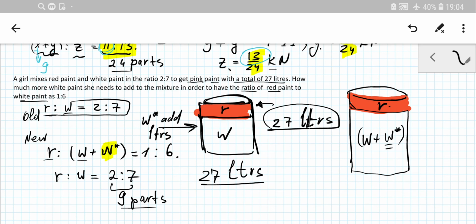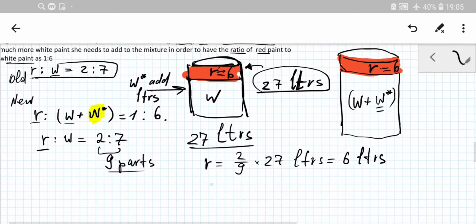So what we can do for red, there is 2 out of 9, right? So red is 2 out of 9 applying to 27. That's liters now. And if you apply that, you'll get 27 over 9 is 3. So 3 times 2 is 6. So 6 liters stays for red. So now we can mark, okay, 6 here and 6 here is not changing, right? You add in only something white, not red. So red is not changing.